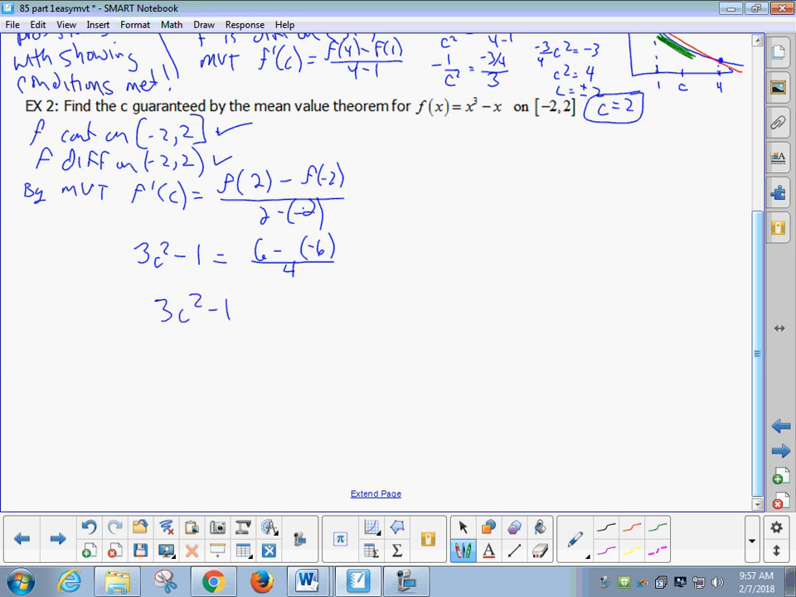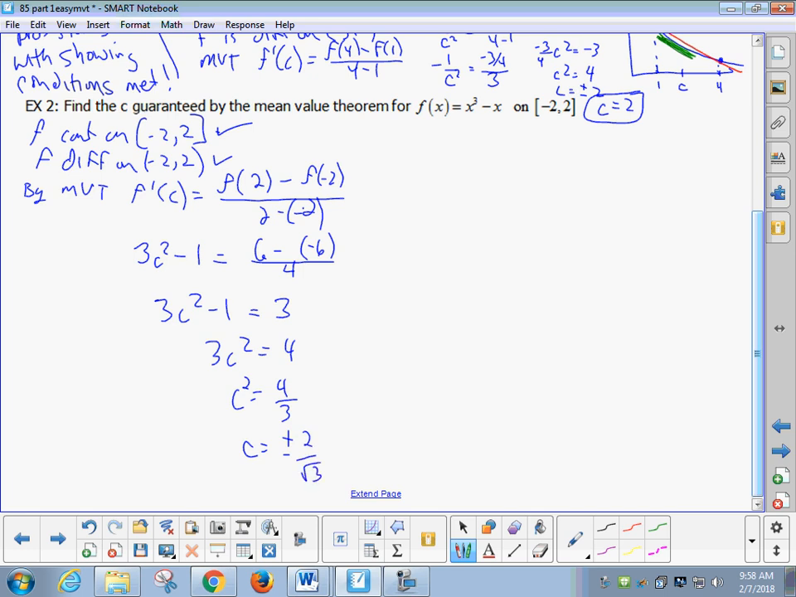3c squared minus 1. What is the slope of the average rate of change, Chloe? Oh, you're ahead of me. Sorry. What's the average rate of change? 3? 3, right? Okay, 3. Do you agree the average rate of change, this average slope, is 3? 3c squared minus 1 equals 3, so 3c squared equals 4. You're already ahead of me. C squared then is 4 over 3. So tell me, plus or minus or just one or the other?